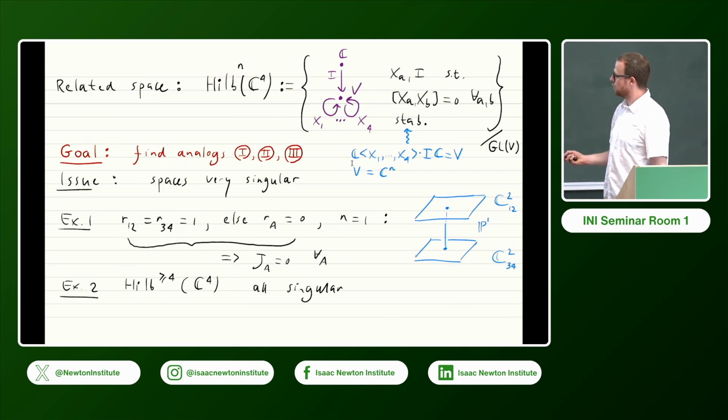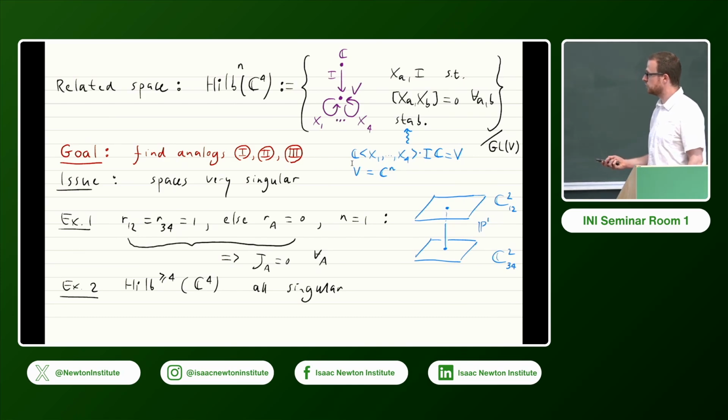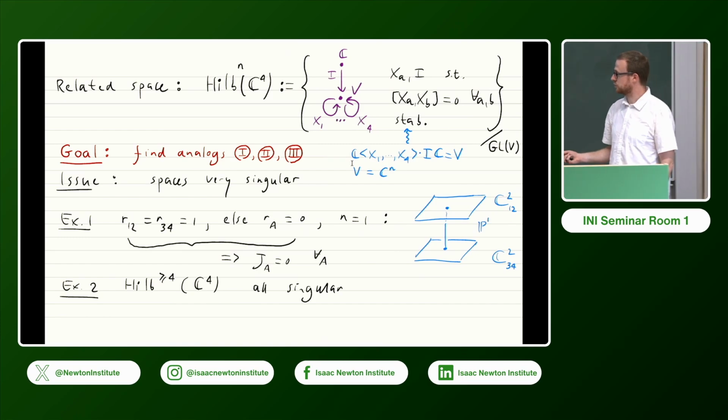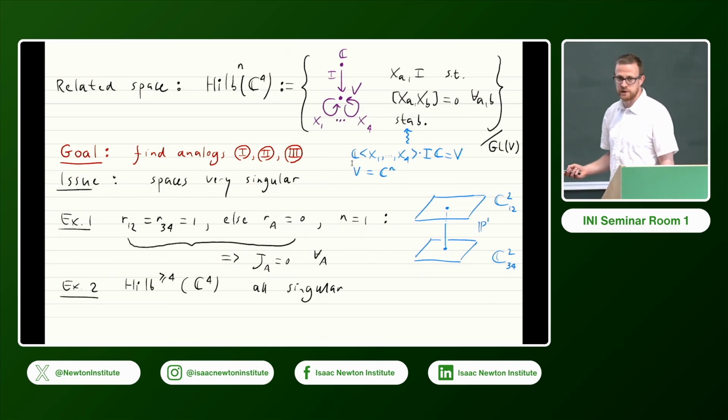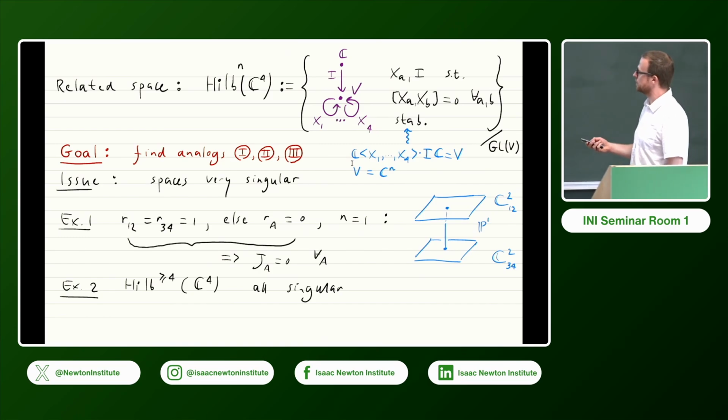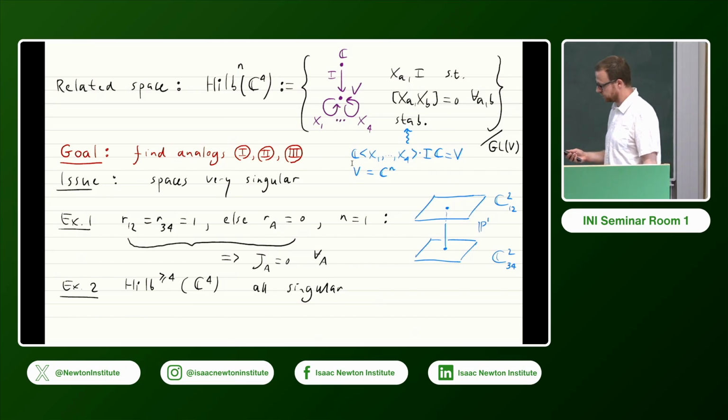And then we also know, of course, that for Hilbert schemes of points on C^4, if you have 4 or more points, you're also singular. So we have to deal with very singular spaces.